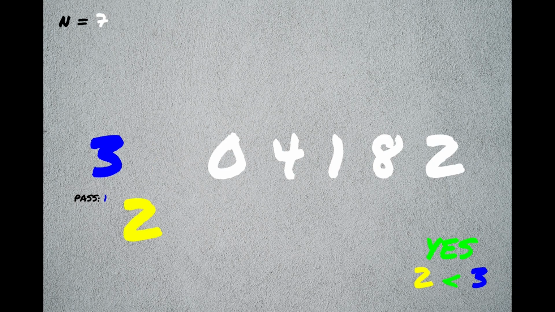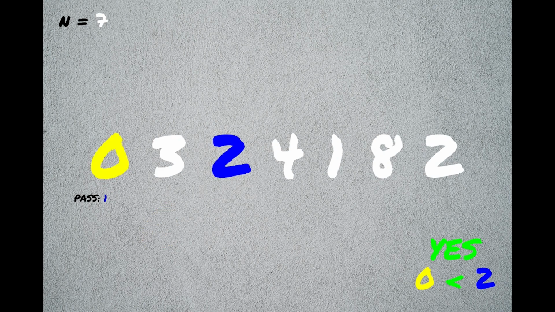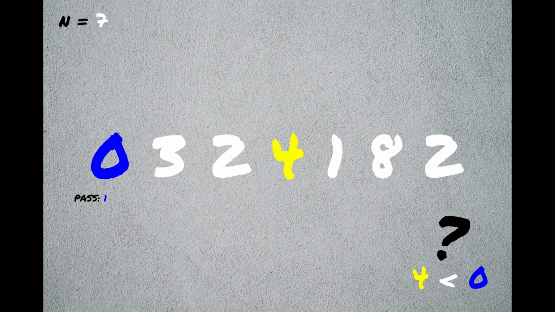will swap these numbers. Next, we will take the number in the first position of the list again, which has now become 2, and compare it to 0, and since 0 is less than 2, we will swap these numbers. Next, we will take the number stored in the first position of the list again, which has now become 0, and compare it to 4. And in this case, 4 is not less than 0, so we will not swap these numbers.